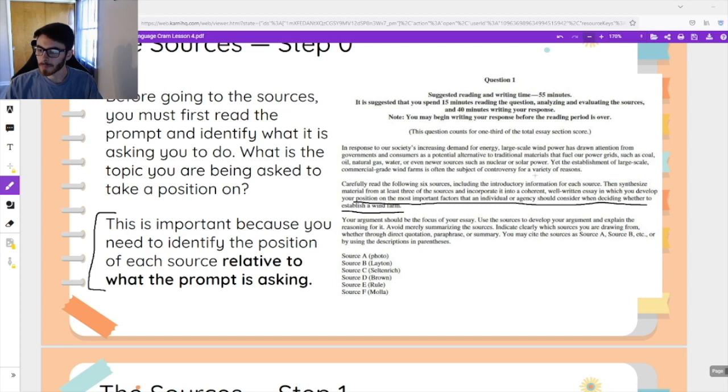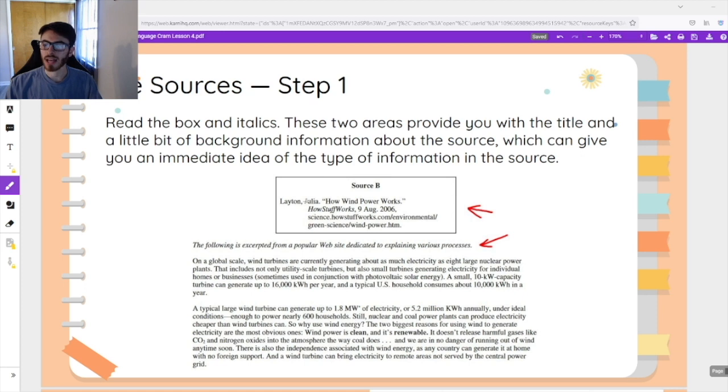And this is the introductory information that the prompt mentions. The box and the italics are going to provide you with the title of this work, the author a lot of the time, where it came from, some background information, some context about what's going on. A lot of that stuff we talked about with the rhetorical situation, right? It's going to give you a lot of information, which can give you an immediate idea of the type of information that's in the source. It's not necessarily going to give you the main idea right away, but it's going to set you up in a way that you can get a head start on what this source is likely to talk about.